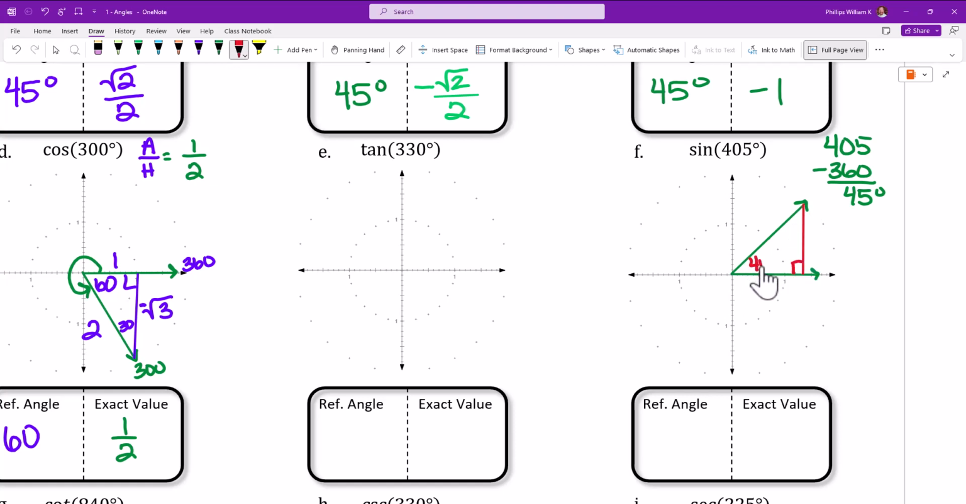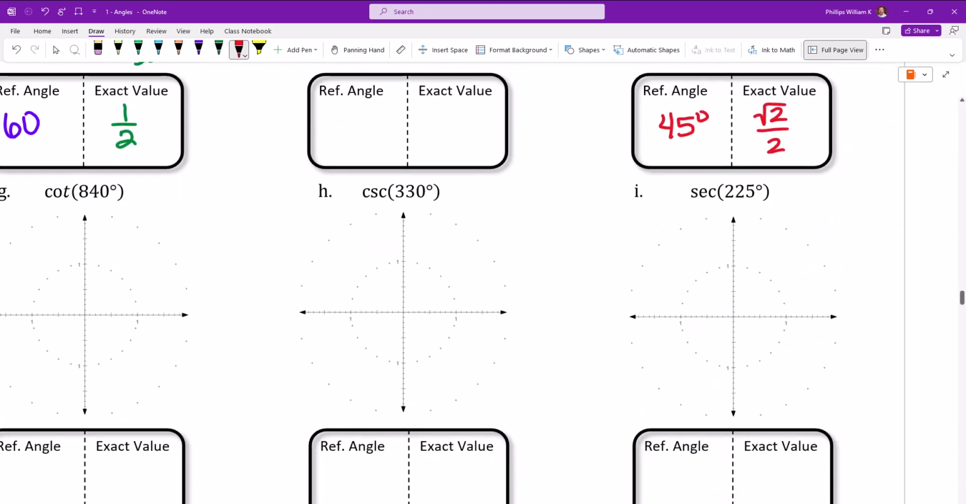So here, 45 degrees. We did one very similar to this in the first letter. So we know that's 1, 1, and root 2. We want sine of this, so that is the opposite over the hypotenuse. We have 1 over root 2. And we did that right up here. Yeah, it's right here. So once I rationalize, I'm going to get root 2 over 2. Okay? And that is pretty much it.